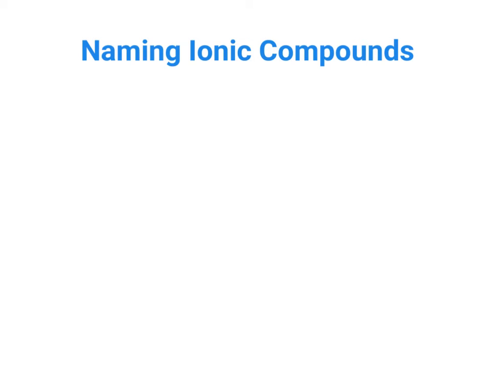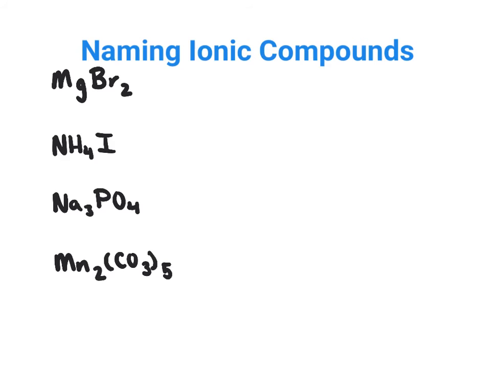So let's do a few examples. So we'll start with an easy one. This is when both elements come from the periodic table. The first word is the name of the first element. In this case, it's magnesium. The second word is the name of the second element with the ending changed to "ide." So this element is bromine, and so this compound is magnesium bromide.